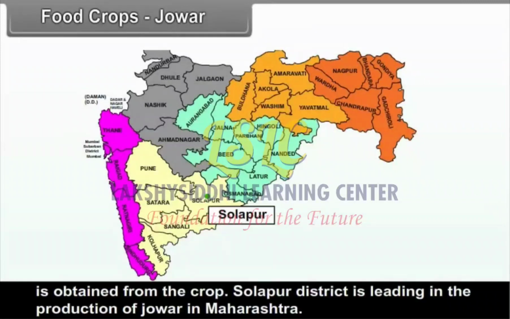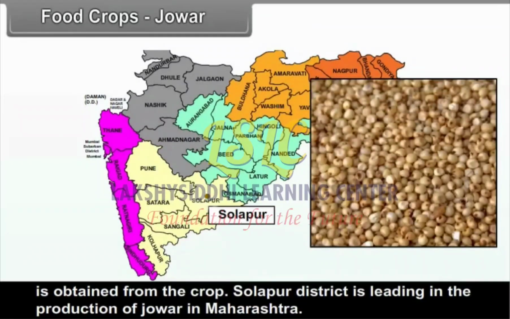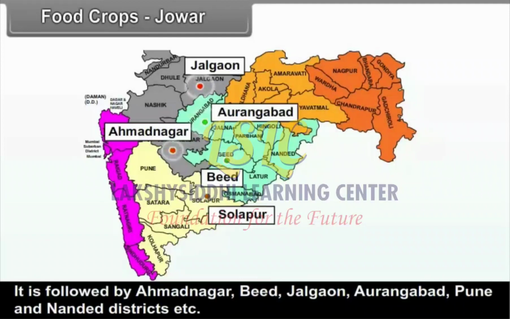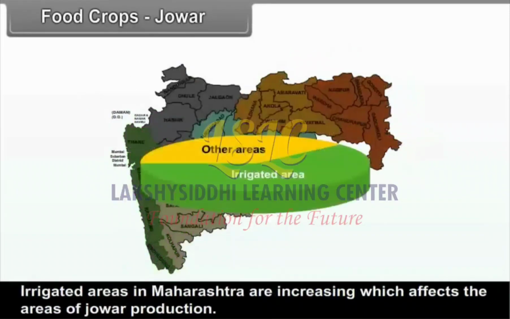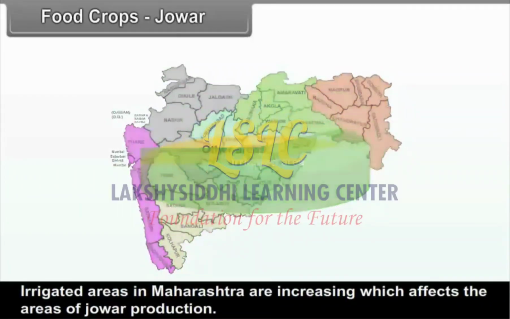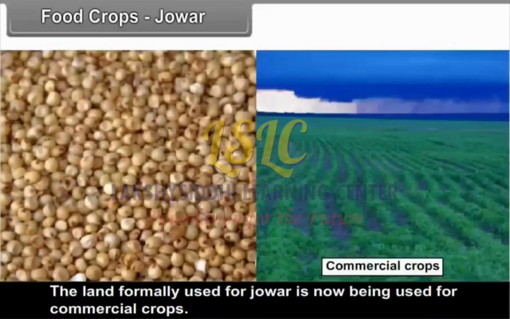Solapur district is leading in the production of jawar in Maharashtra. It is followed by Ahmednagar, Beed, Jalgaon, Aurangabad, Pune and Nanded districts, etc. Irrigated areas in Maharashtra are increasing, which affects the areas of jawar production. The land formerly used for jawar is now being used for commercial crops.